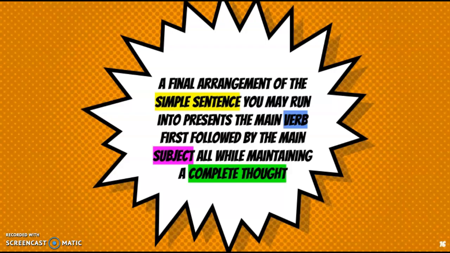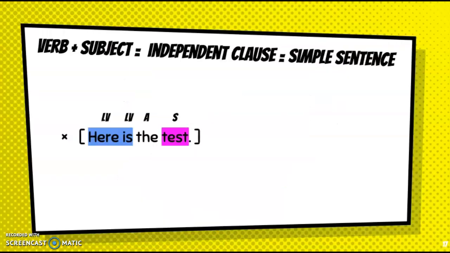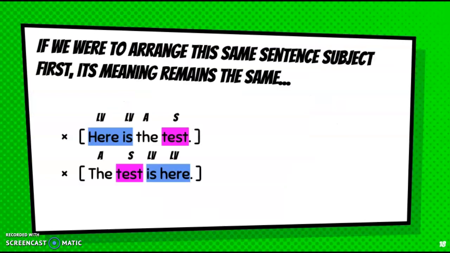A final arrangement of the simple sentence you may run into presents the main verb first, followed by the main subject, all while maintaining a complete thought. Here is the test. If we were to arrange the same sentence subject first, its meaning remains the same. The test is here. Whether you have subject-verb or verb-subject, you've not lost your complete thought.